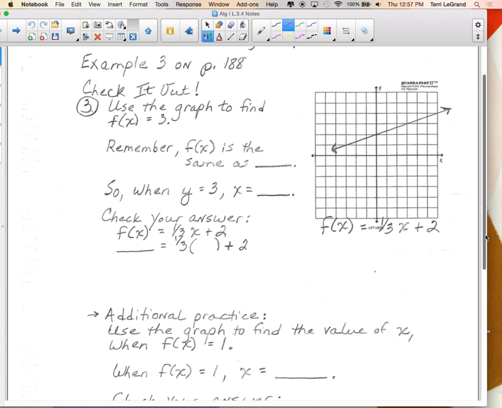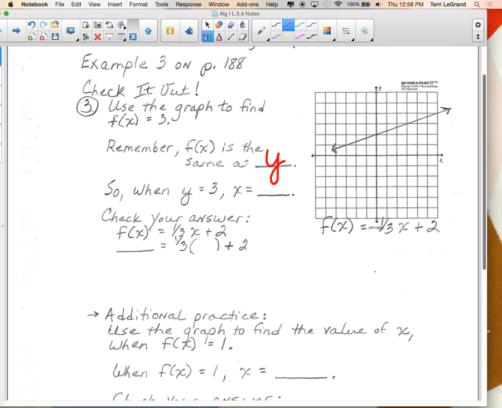Okay, so we're doing checkout problem number 3, and we are supposed to use the graph to find f of x equals 3. So remember, f of x is the same as what? As y. So if f of x is the same as y, they're really saying that you're supposed to use the graph to find when y is 3. So when is y equal to 3? That would mean we got to find the x value. So how are we going to do that from the graph? How are we going to find what x is equal to when y is equal to 3?